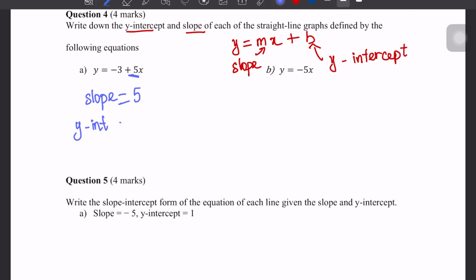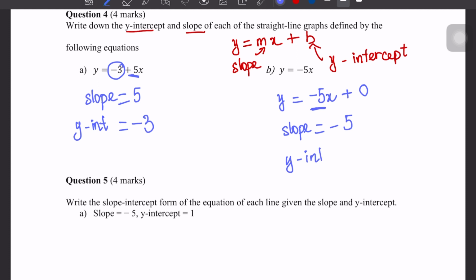and the y-intercept is minus 3. The next one, y equals negative 5x. There is nothing, meaning plus 0. The slope would be the coefficient that attaches to x, negative 5, and the y-intercept would be 0.